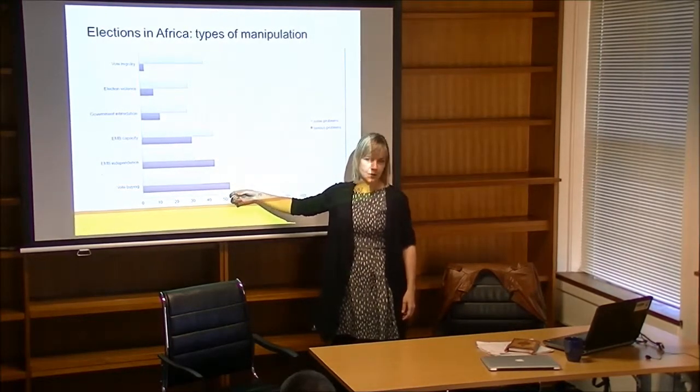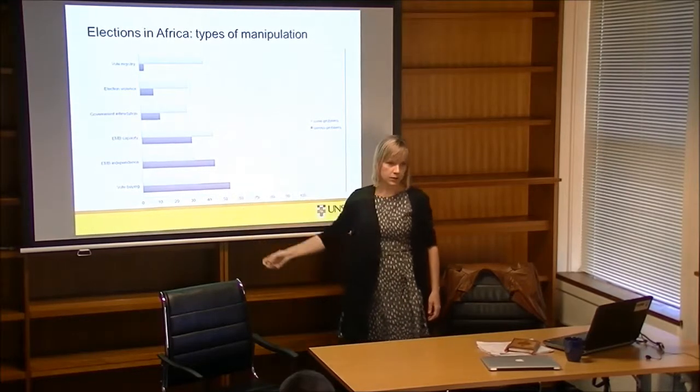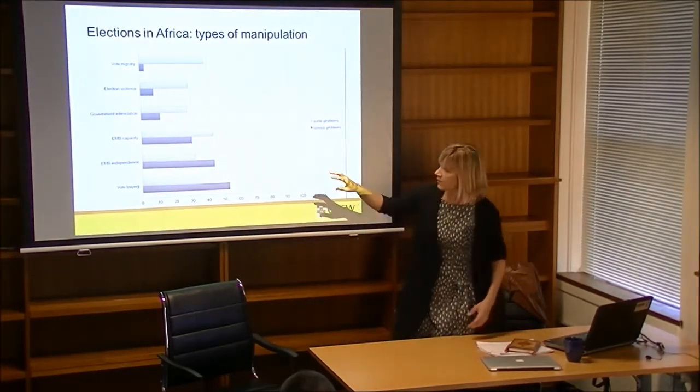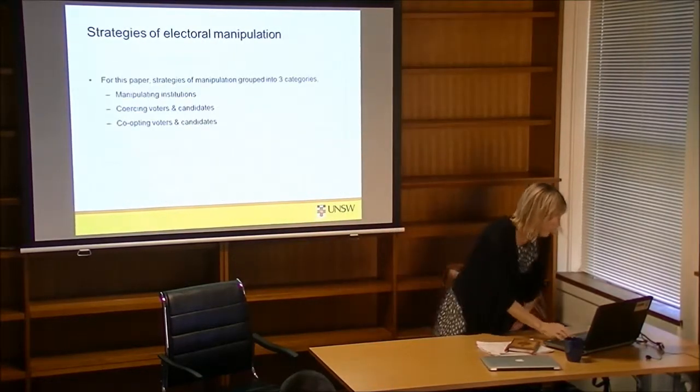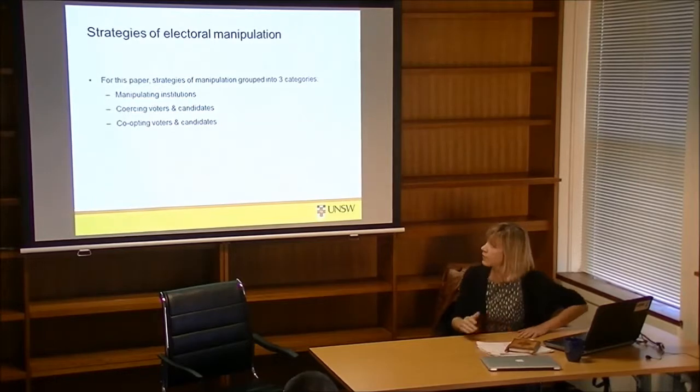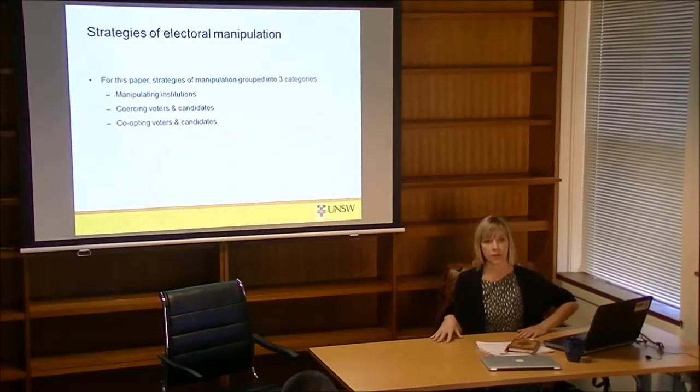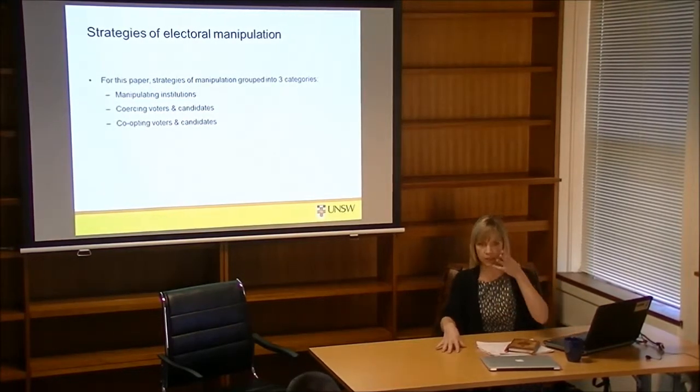Vote buying is seen to be the largest problem in Africa. So the question we look at in this paper is, how does that work? Are there trade-offs between these different irregularities? And to do that, we group strategies of manipulation in three strategies, so that it makes it easier to theorize about it.